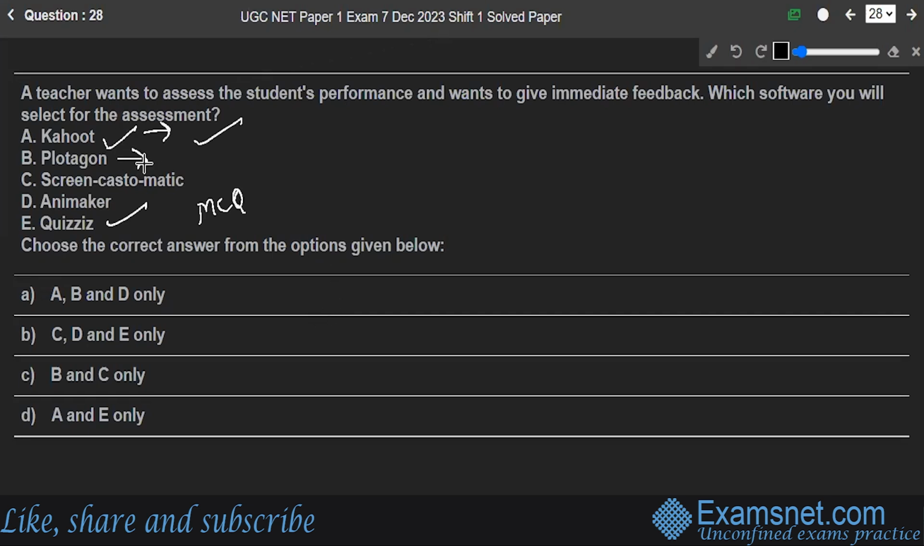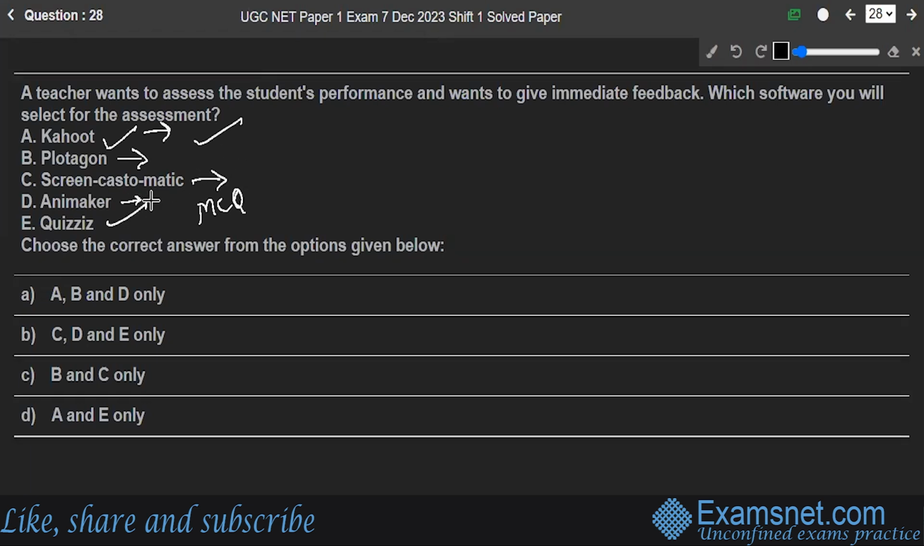If I talk about the Plotagon, this animation creation software isn't designed for assessment. While it could be used for presentations, explanations, it doesn't offer real-time feedback functionalities. Also, if I talk about the Screencast-O-Matic, this screen recording tool allows capturing presentations or tutorials, but is not specifically for assessments and lacks features for the immediate feedback.